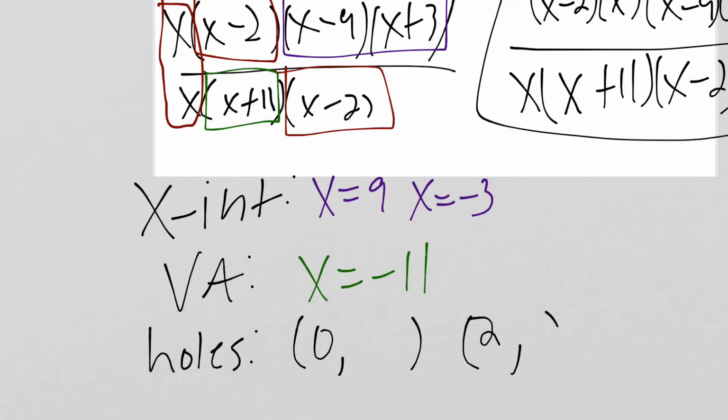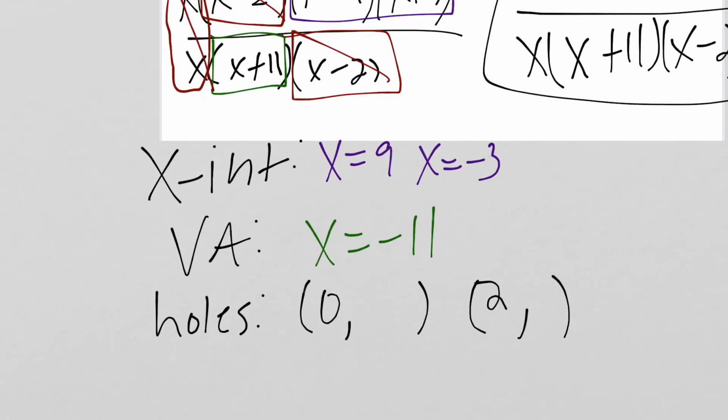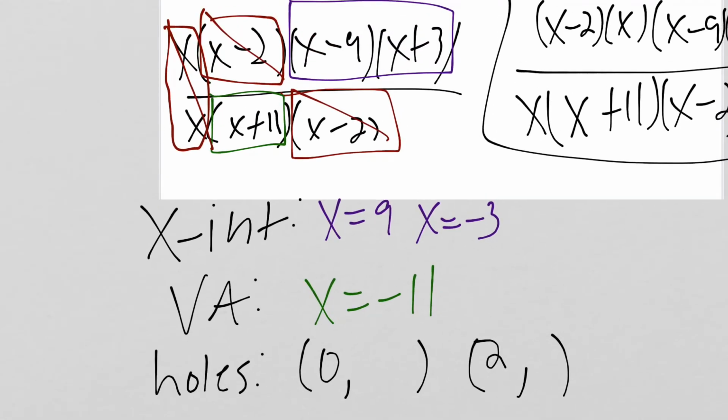So then to find the y value of these holes, we have to plug in these x values with those common factors canceled out. Because if we try to plug in x equals 0 right now, we're going to get 0 over 0, which is why we have a hole. If we tried to plug in x equals 2, same idea. So we should cancel those factors and now plug in x equals 0 to figure out the y value there, and then x equals 2.